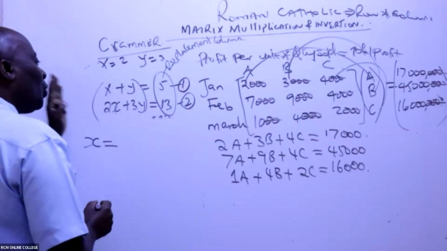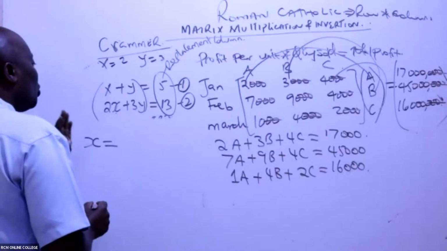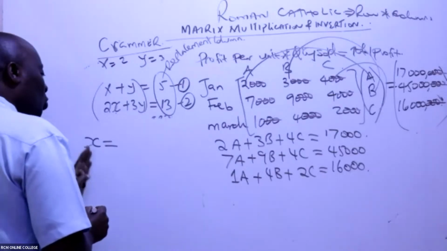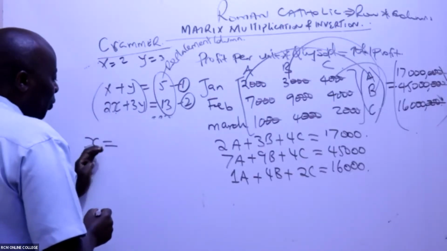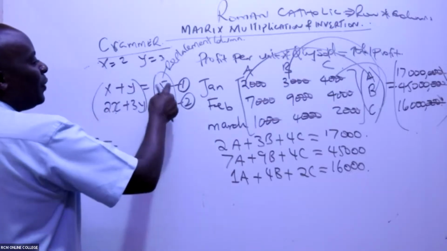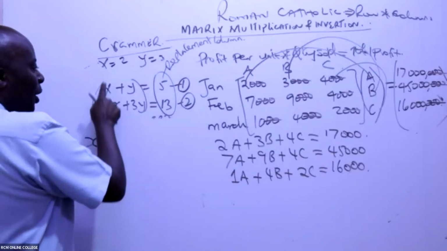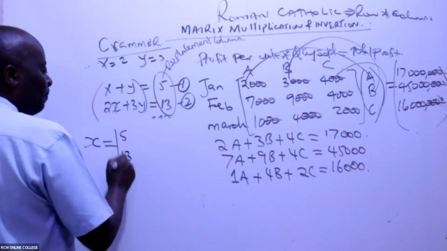Where it goes to, we don't want to know. It could be going to heaven or hell. What we are told by Cramer's rule is that if you want to get X, the column of X disappears. In its place, we shall have the replacement. So instead of writing 1 and 2, in the place of this column, replace it with 5 and 13.